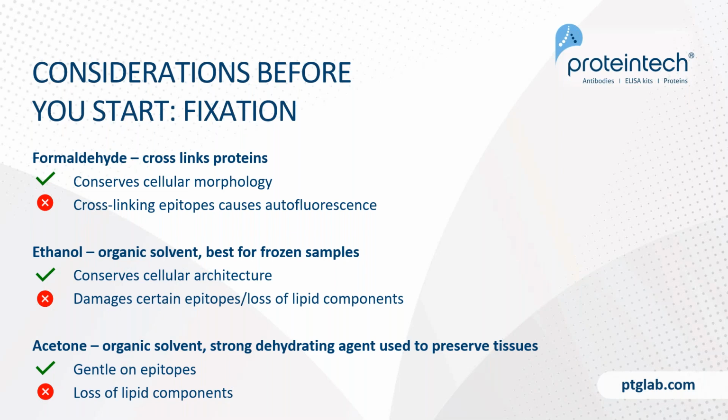Acetone is an organic solvent and a strong dehydrating agent and is often used to preserve tissues. This is slightly gentler on epitopes than formaldehyde, but also results in a loss of lipid components, similar to ethanol.